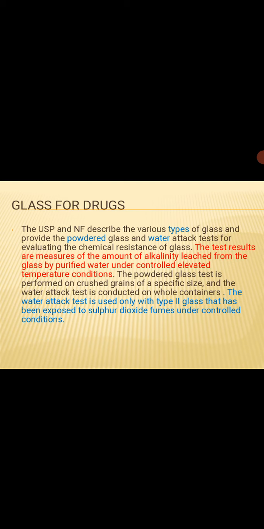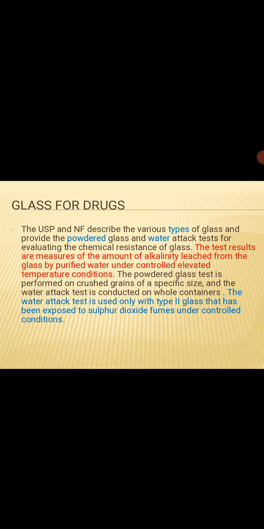Glass for drugs. The USP and National Formulary describe the various types of glass and provide the powdered glass and water attack tests for evaluating the type of glass. The type of test بتتعمل عشان تحدد الجريد أو الليفل أو التايب of الجلاس. هي دي تايب of test بتتعمل، واحدة بيستعملوا فيها الموية، واحدة بيستعملوا فيها الباودر.